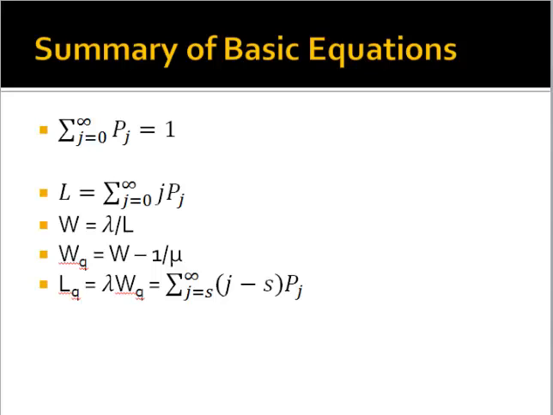From the steady state balance equations and the fact that the sum of the probabilities of being in each state is 1, the key performance measures of the system can be computed, where L is the average number of entities in the system, W is the average time spent by an entity in the system, WQ is the average time spent waiting for service by each entity, and LQ is the average queue length waiting for service.